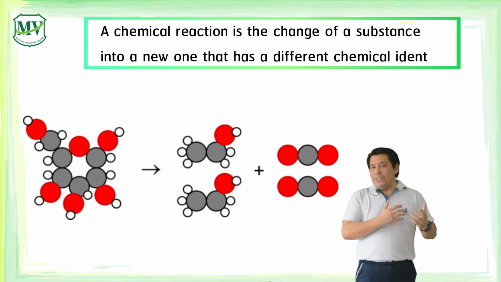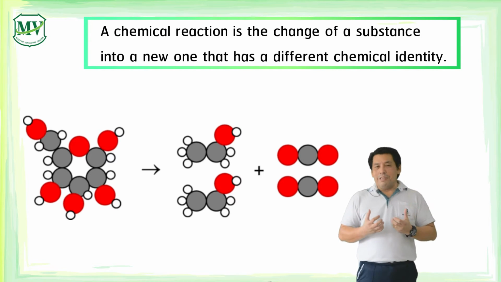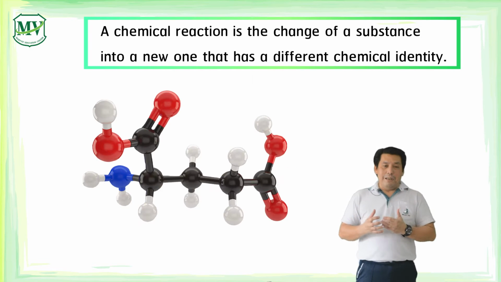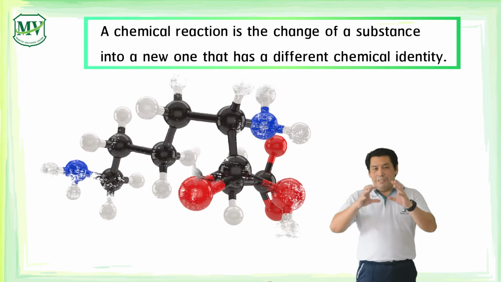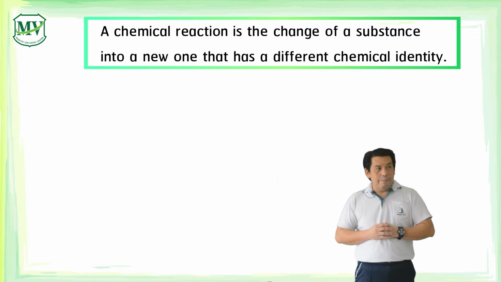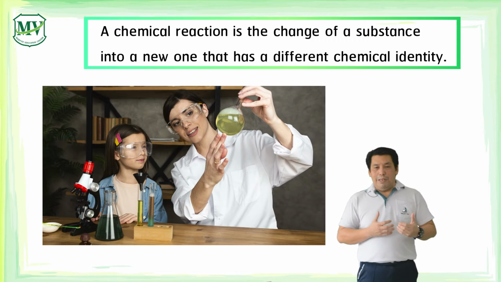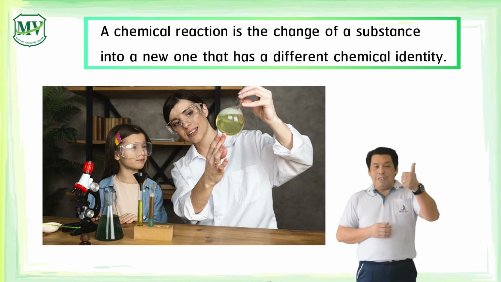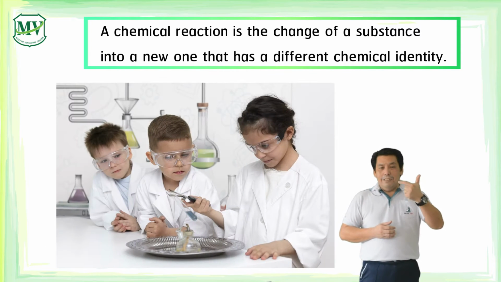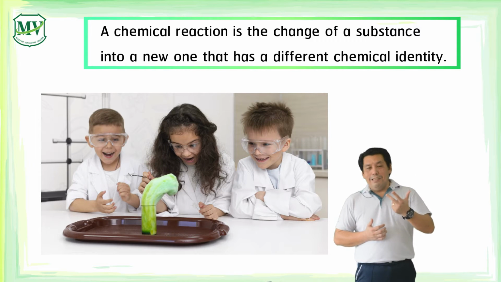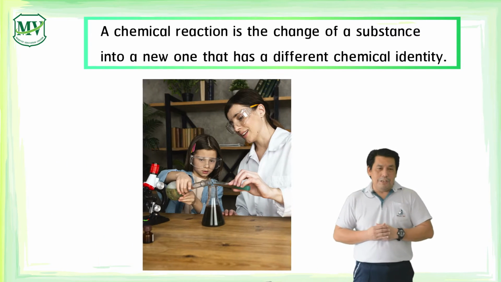A chemical reaction is a change of a substance into a new one that has a different chemical identity. It rearranges the constituent atoms of the reactants to create different substances as products. It is usually accompanied by easily observed physical effects such as the emission of heat and light, the formation of a precipitate, the evolution of gas, or a color change.